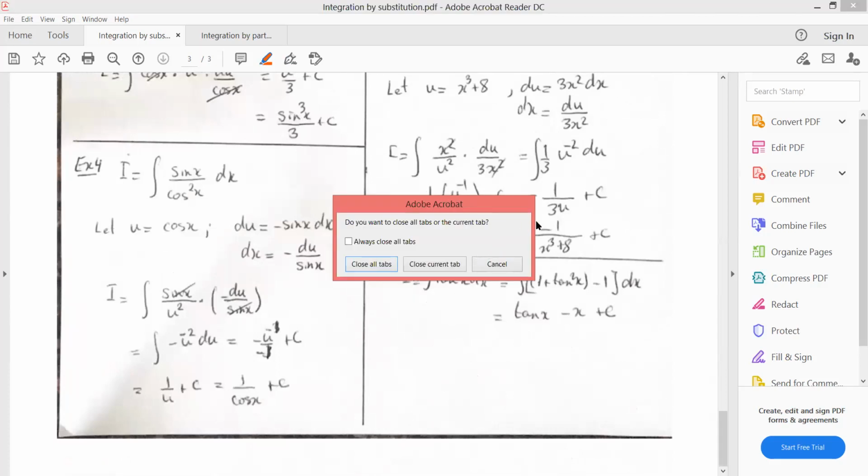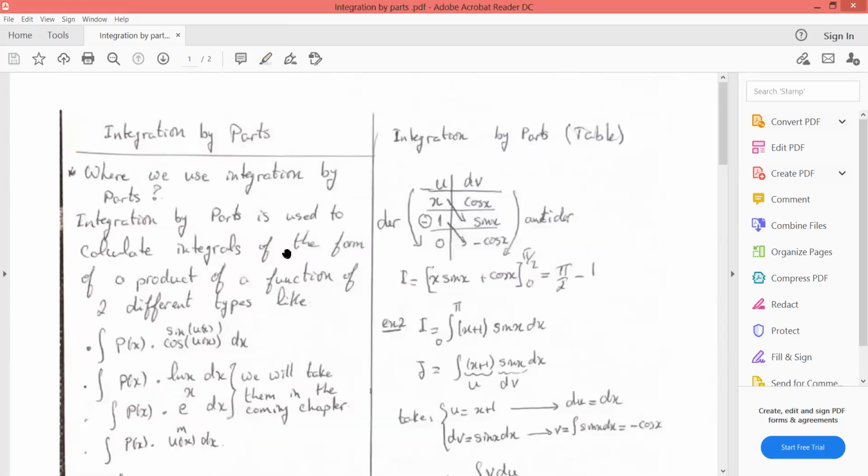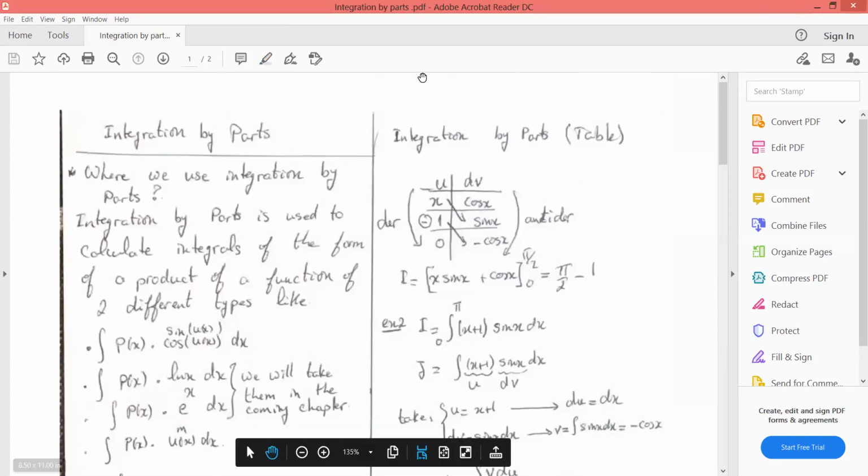Okay, we go now to integration. We go now to integration by parts.